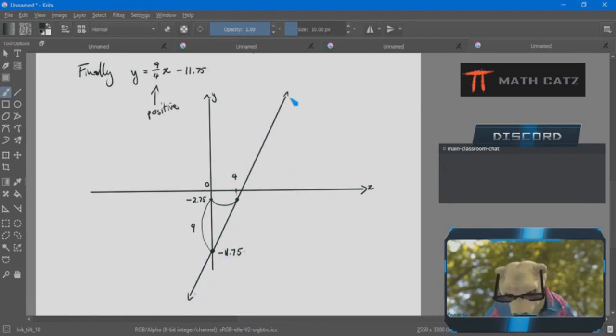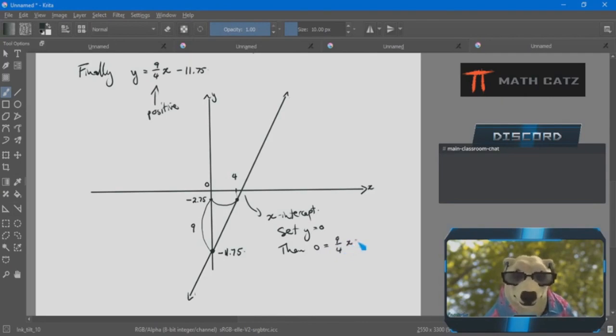Now in this case, that doesn't give me the x-intercept perfectly. Maybe I want to find the x-intercept. I'll do that in the old-fashioned way. Set y equal to 0. Then I get something not completely pleasant, but it can be done regardless. So x is going to be, move the 11.75 over, divide by 9/4, and let's see what we get.